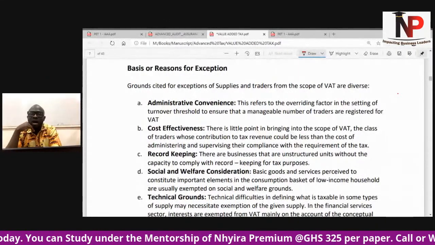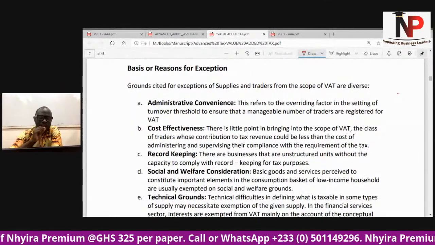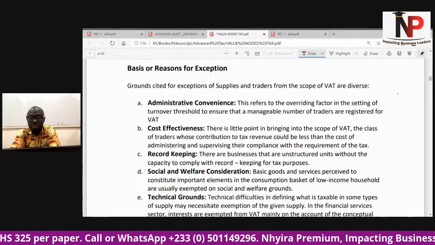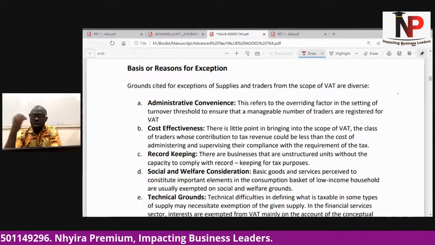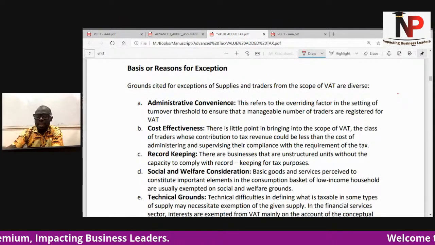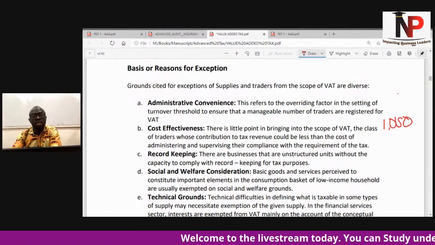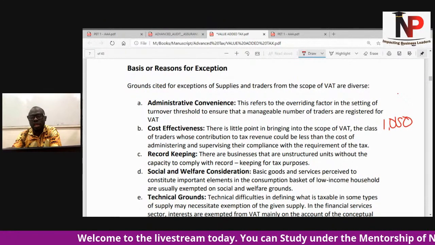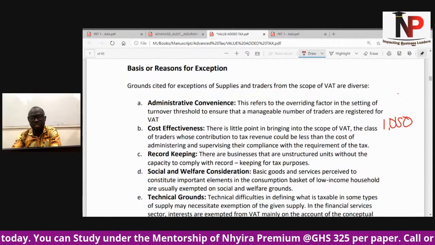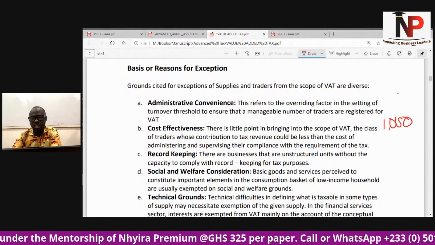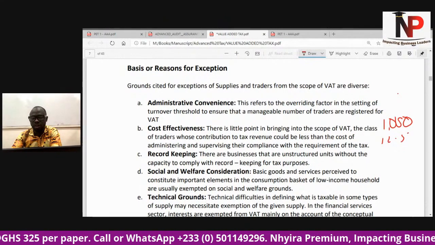For that reason, many of them are just treated as exempt supply. Then my favorite area, social and welfare consideration. So imagine you are manufacturing a wheelchair, and the cost of manufacturing the wheelchair, let's say it's $1,000. You are putting a VAT, NHIL, and all of these things on it. So let's say you are putting a VAT of 12.5% on this. That is going to be $1,250.